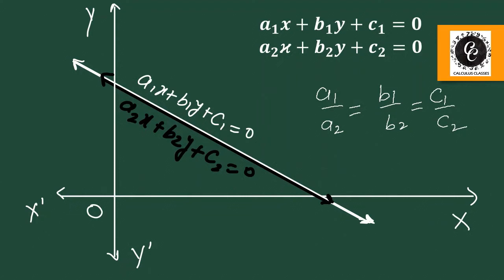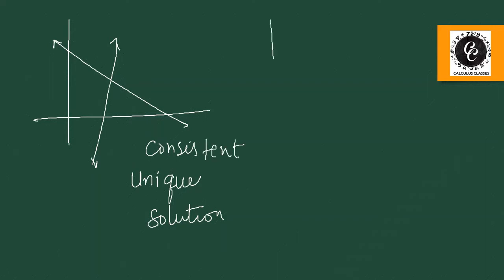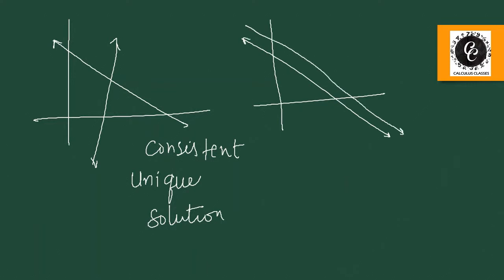So again I want to conclude: if we are plotting the graph of equations and you find intersecting lines, suppose you find it in this way, this is an intersecting line, that means a unique solution, and the system is consistent. This is consistent with a unique solution. And if you find parallel lines, it means no solution. That is the case of inconsistency. Equations are inconsistent, and no solution.